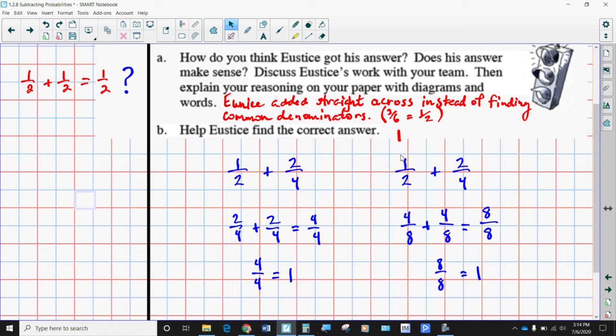So we've rewritten 1/2 and 2/4 both as 4/8. Add them together, you get 8/8, and the 8/8 is equal to 1 as well. So it really doesn't make any difference which strategy you use. Just choose one. And does that make sense? Yeah, 1/2 plus 1/2 is 1 whole. Yeah, we know that. Okay.